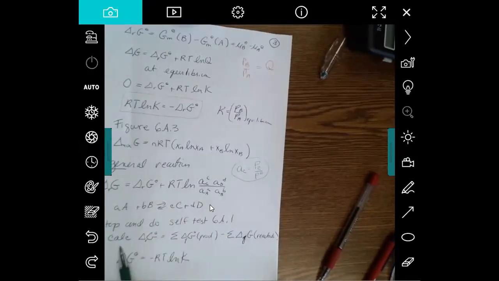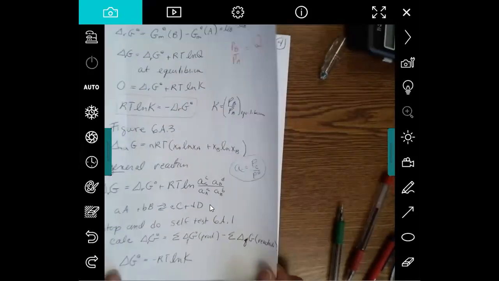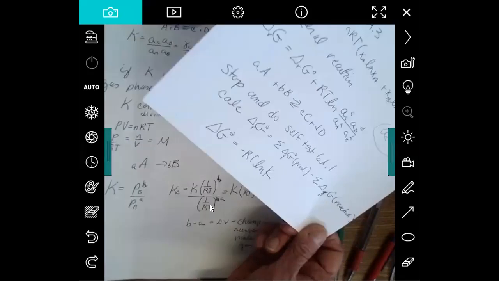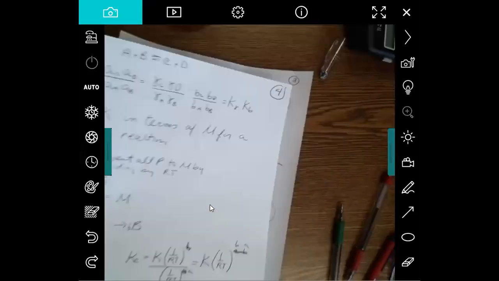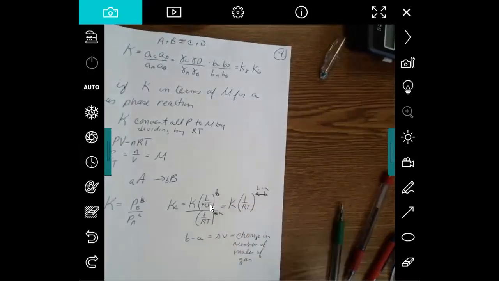So you guys should stop and do self-test 6A.1. You're going to start by calculating the delta G standard state for the reaction by doing delta G's of formation of products minus reactants out of the table. And then you're going to put it into this equation to get the equilibrium constant. So just take a little while to do that to refresh your memory on how you calculate thermodynamic properties from thermodynamic properties of formation.